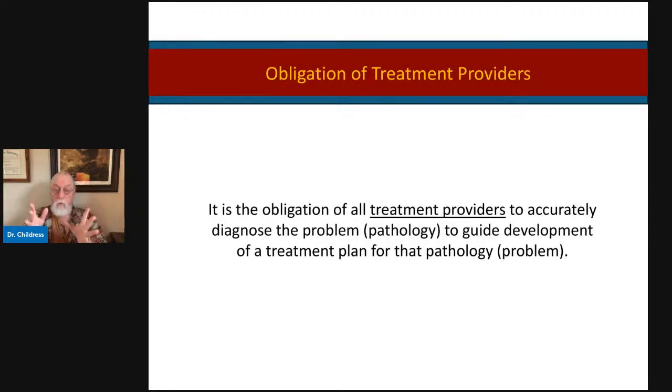Now, it is also the obligation of the treatment providers, all the treatment providers, to render an accurate diagnosis of the problem, of the pathology, to guide the development of a treatment plan for that pathology or problem. Are they treating cancer or diabetes? So in order to come up with a treatment plan, they should be rendering a diagnosis, but currently in the family courts, they're not. They're just kind of going in willy-nilly and doing whatever, and it's not working. It's failing because they're treating cancer with insulin because they've misdiagnosed what the problem is.